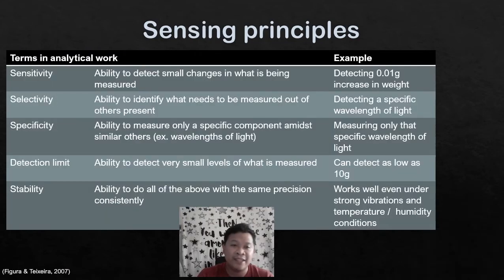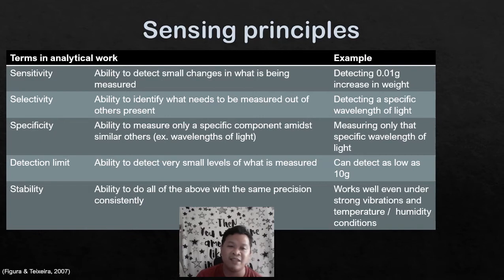Okay, so terms muna tayo. Pag sinabing sensitivity, it's detecting small changes, incremental changes, like sa timbangan, kung nagdagdag ka ng ilang taktak ng asin, ma-detect ba to? Pag sinabi namang selectivity, sa dinami-dami ng dapat sukatin, ay kaya mo bang sukatin yung bagay na yun, like isolating a specific wavelength of light.